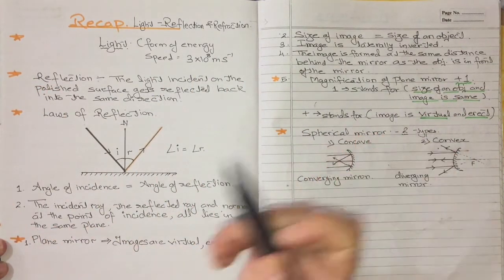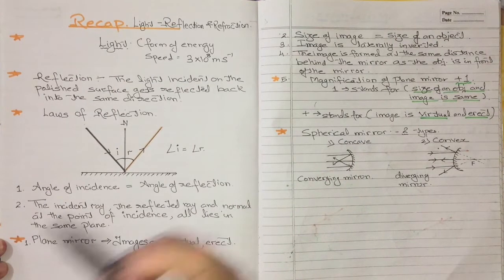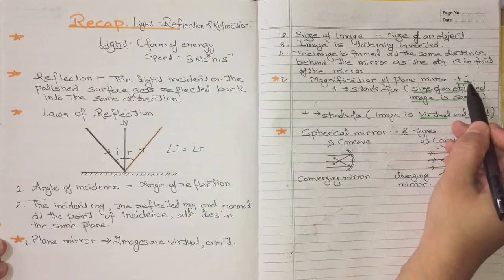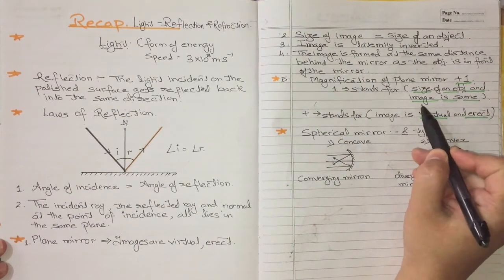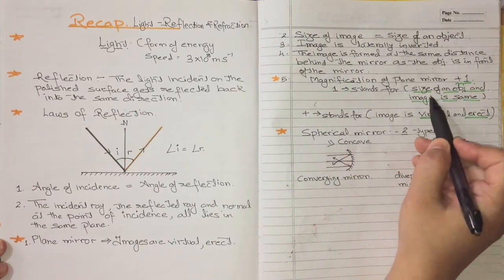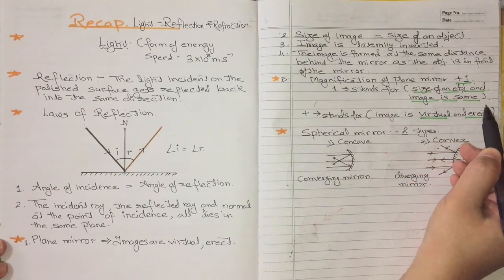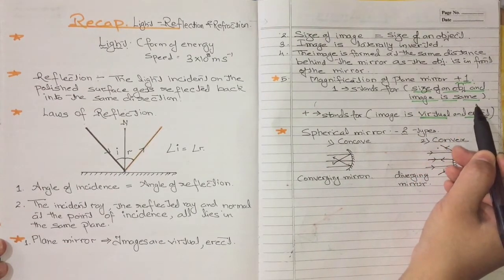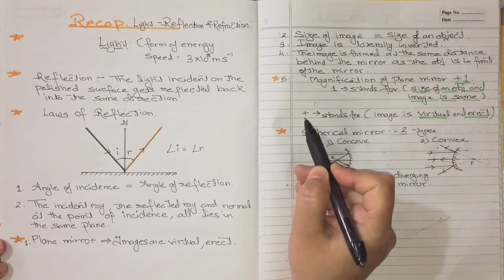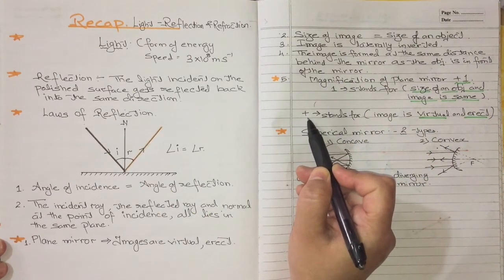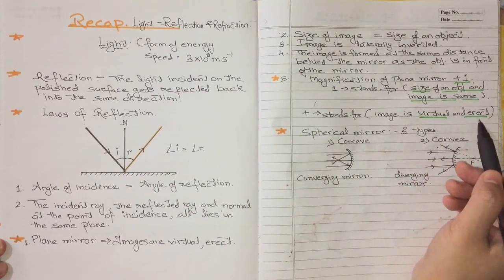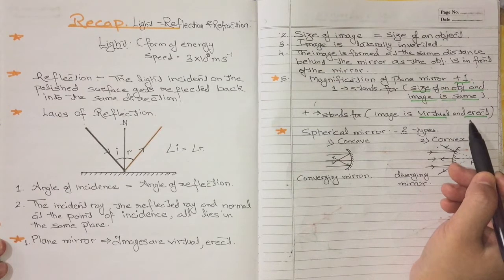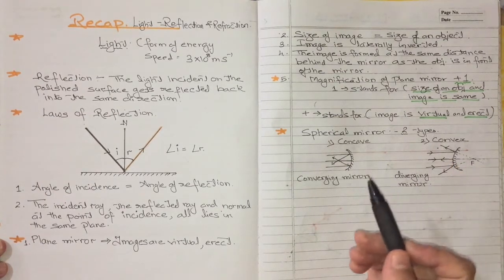That means the distance between the mirror and the image and the distance between the mirror and the object is the same. Okay. Then let us come to the magnification of plane mirror. Magnification of plane mirror is +1. So 1 says that the size of the object and the size of the image is the same. Plus stands for the image being virtual and erect. And negative stands for the image being real and inverted. I think you all must be knowing it.